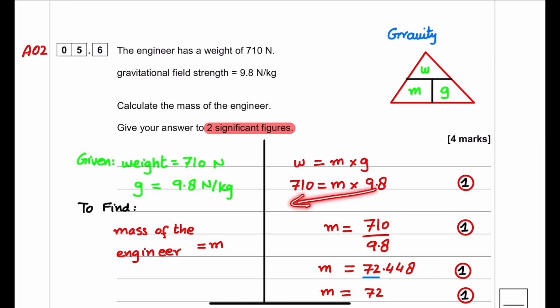9.8 will go to the other side of the equation and it will divide 710, and we will make mass the subject. So the answer is 72.448 kilograms. The demand of the question is up to two significant figures. The two significant figures are 72. And if we round the data, the answer is 72 kilograms. So the mass of the engineer is 72 kilograms.